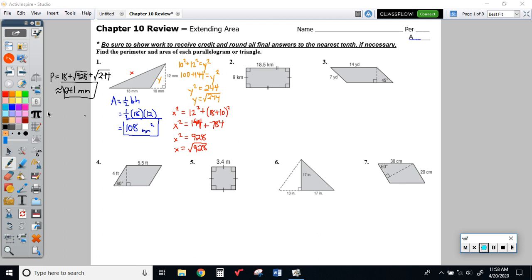So on to number two then. I think this one will be a little more straightforward, a little quicker here. The area, I'll start with that once again. This is a rectangle now, so base times height instead of 1/2 base times height. So now we're looking at 18.5 times 9. And if I were to type that into a calculator, I should get 166.5 kilometers squared. And for some of these, I don't want you to think I'm just super fast with the calculator.